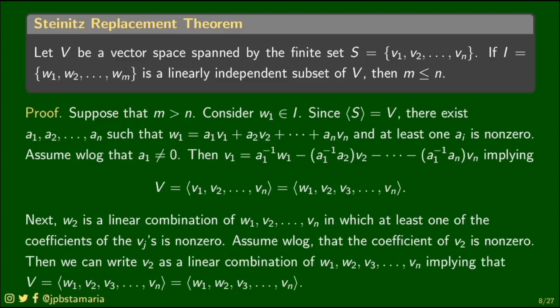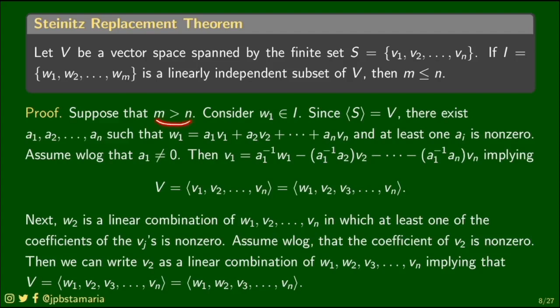Hence, a while ago, V is the span of V1, W1, V2, V3 up to Vn. Because V2 can be expressed as a linear combination of W1, W2, V3 up to Vn, then you can replace the V2 by W2. In other words, the job of V2 can be performed by W2. So, here we just continue repeating the process.